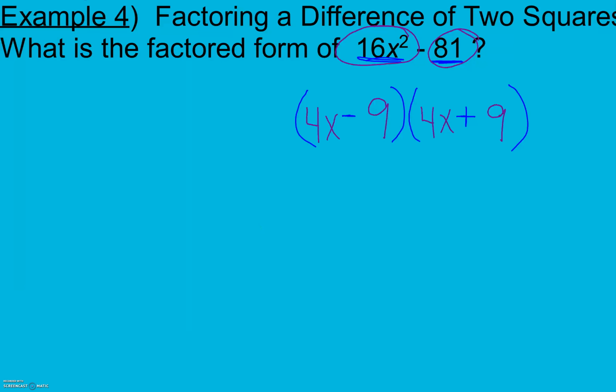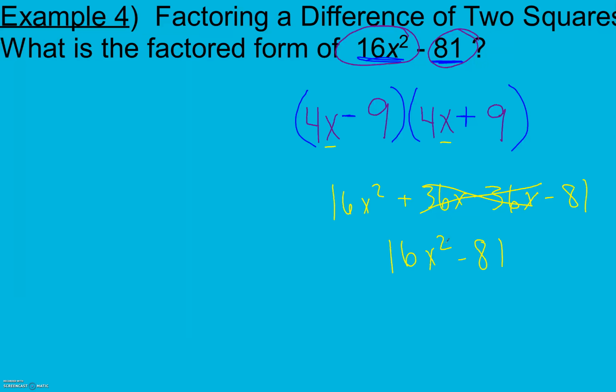Again, we can FOIL this back to double check if you'd like. Firsts, outsides, insides, lasts. 36 minus 36 is 0, and I get 16x squared minus 81.